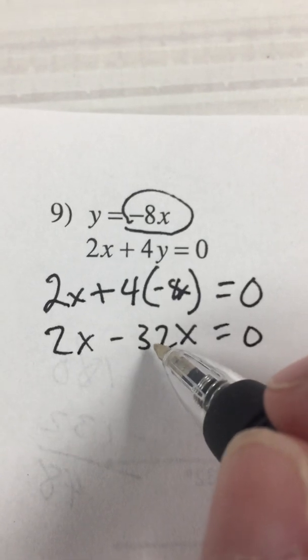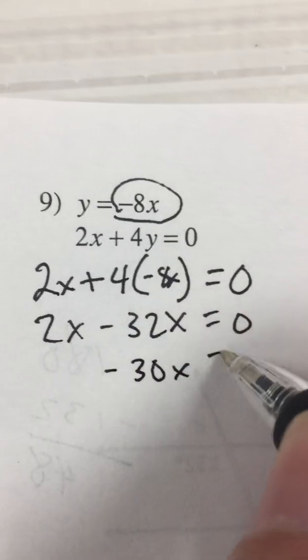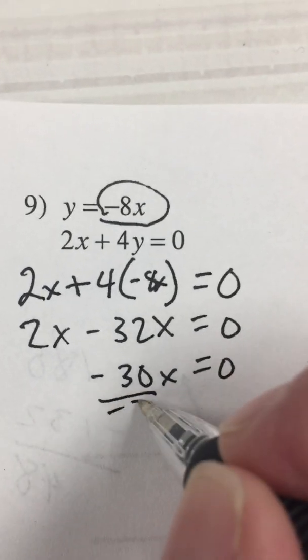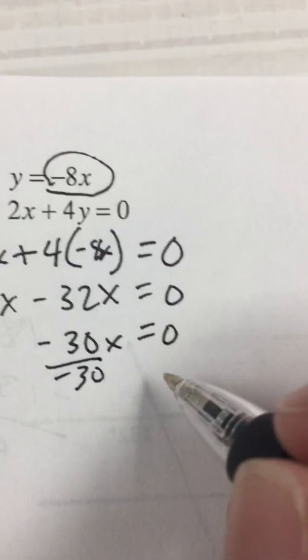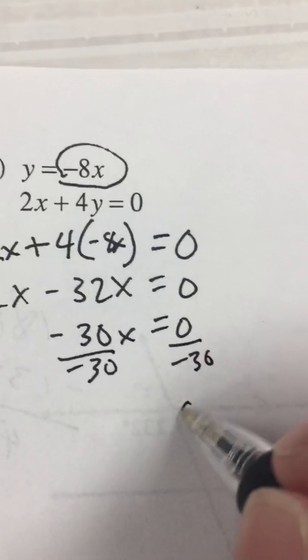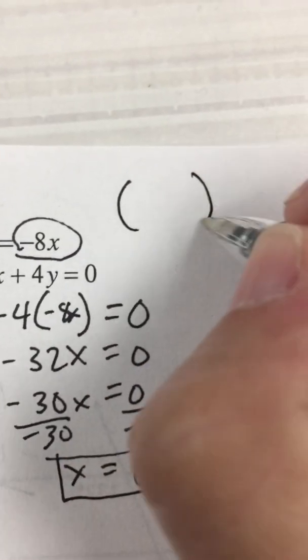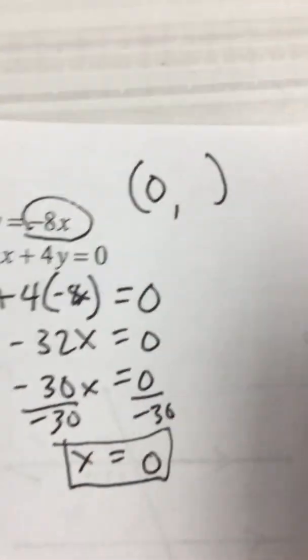2x and negative 32 means 2 of these killed 2 of those. So now I have a negative 30x equals 0. And of course, if I divide by negative 30 to get x by itself, because that's the whole goal, is to solve for x, get x on one side by itself. 0 divided by anything is 0. So x is equal to 0. So at this point, where the two lines intersect, the x is 0.